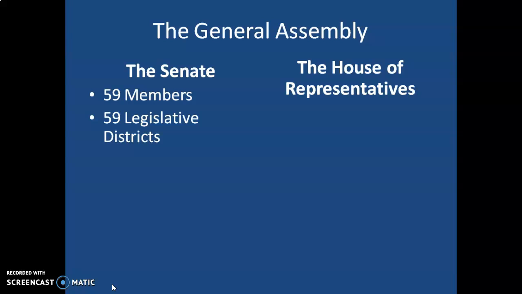Each legislative district should be approximately the same in population. It would be against the law, unconstitutional, to have certain legislative districts that might have 3 million people in them, and then others with just a couple of tens of thousands. You have to have them be roughly equal in population.